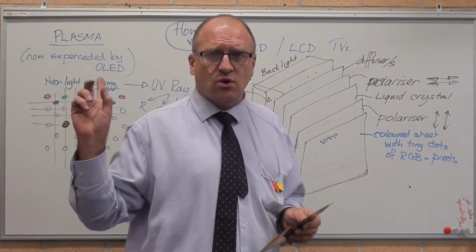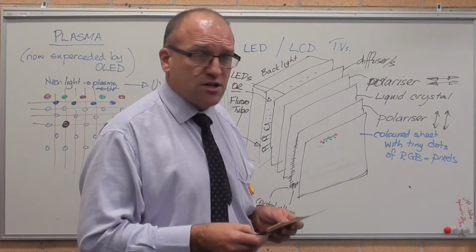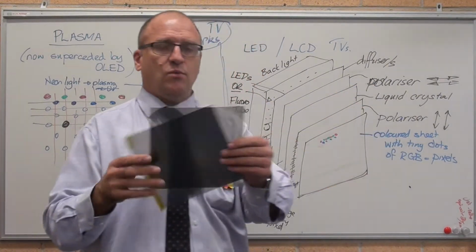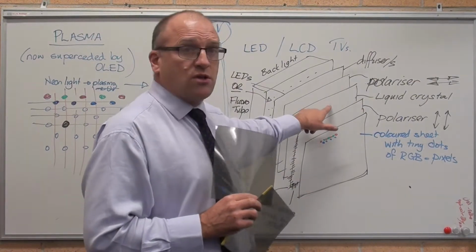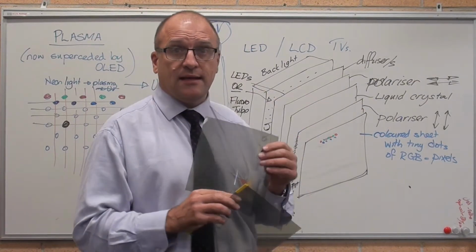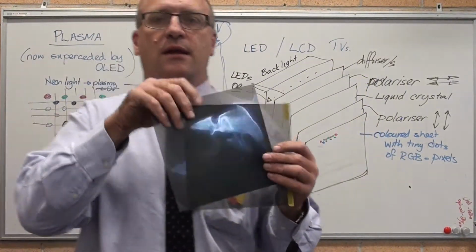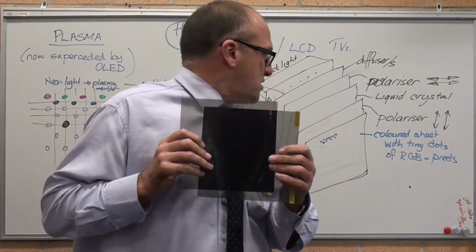OLED TVs, organic LEDs, are a bit better at producing a perfect black. So here we've got a polarising sheet with the polarising going horizontally. You've got a liquid crystal. I'm just about to talk what that does. You've got the polarising sheet vertically, so nothing goes through it. There's horizontally polarised, there's vertically polarised.